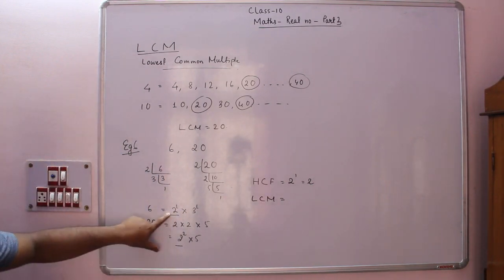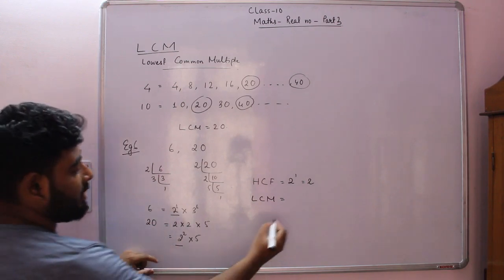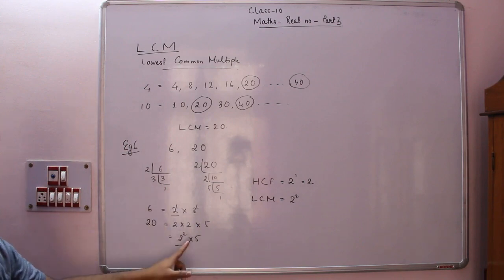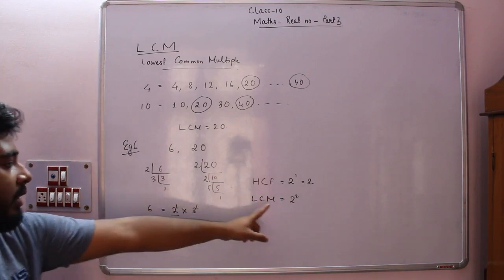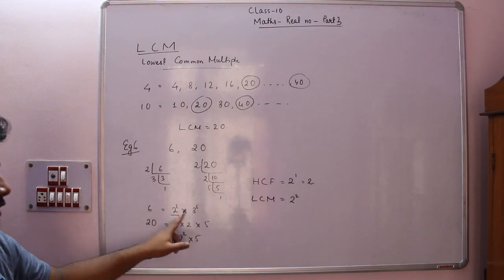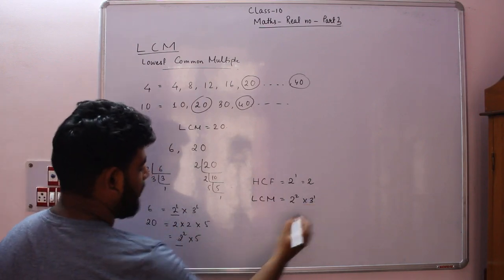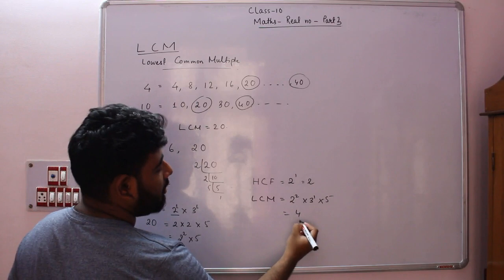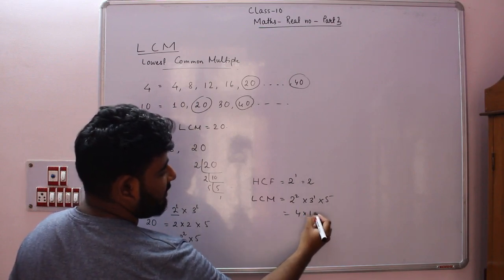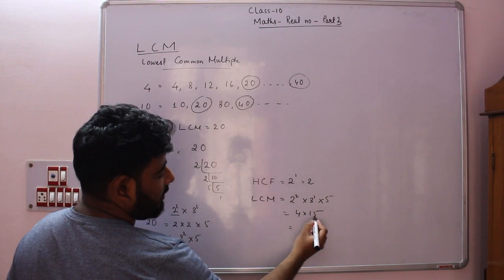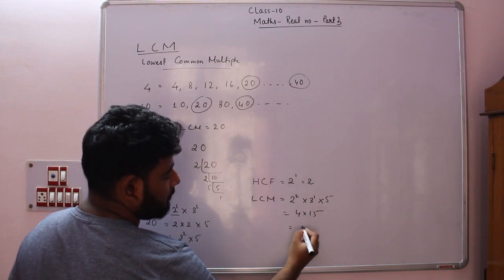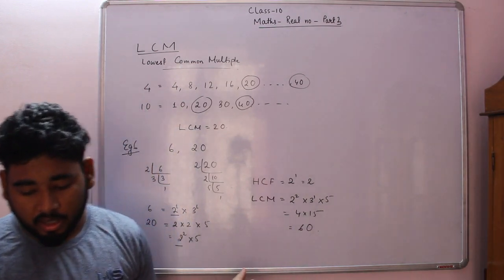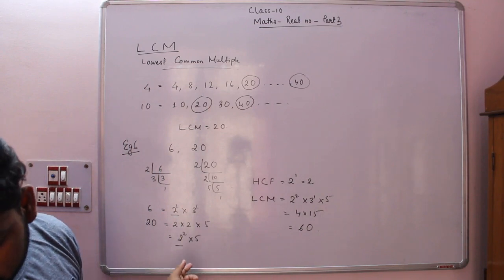And when you find the LCM, what is common? 2 is common. And what is the highest among these two? Highest is 2 to the power 2. And are they common? No. So in LCM, you remember, you have to write the highest power of the common and the uncommon also. So 3 to the power 1 is uncommon, 5 is also uncommon. So what is the multiple? 2 2s are 4, 4 3s are 12, 12 5s are 60. 60 is the LCM. So this is how you find the LCM and HCF of two numbers.